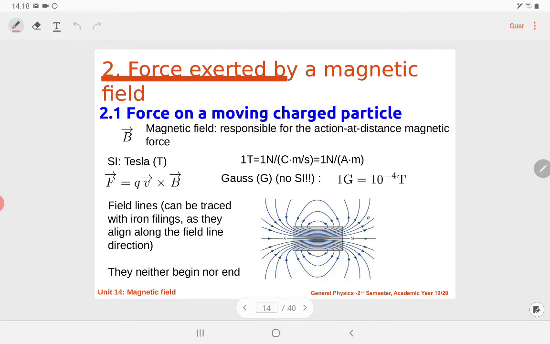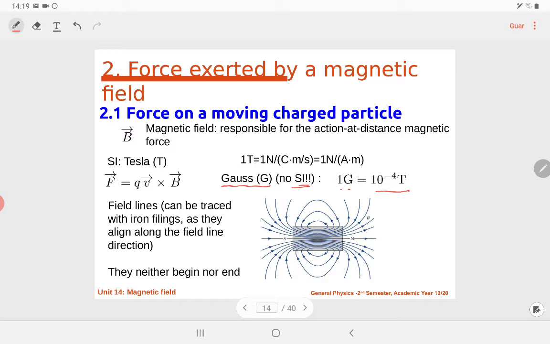There was just one thing I forgot to tell you about the units: you can also use Gauss, which is another unit for the magnetic field, but it does not belong to the international system, because 1 Gauss is 10 to the minus 4 Tesla. The use of Gauss is that the magnetic fields we normally experience, like the Earth's magnetic field, are more of the order of Gauss than Tesla. Tesla is a big unit for the magnetic field.